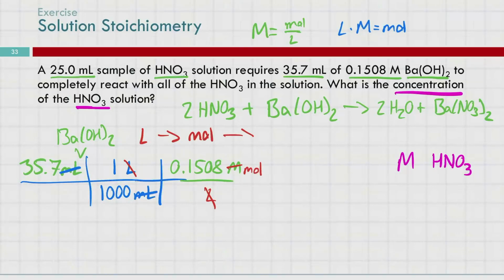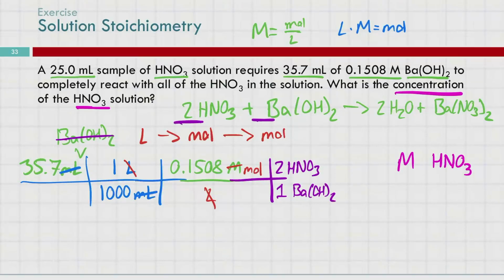Our next step, we need to go to moles, but of the chemical that we care about, which is the nitric acid, the HNO3. Our ratio of barium hydroxide to nitric acid is 1 to 2. 1 barium hydroxide equals 2 HNO3. So 2 HNO3 over 1 Ba(OH)2. The barium hydroxides cancel. We're multiplying by 2.